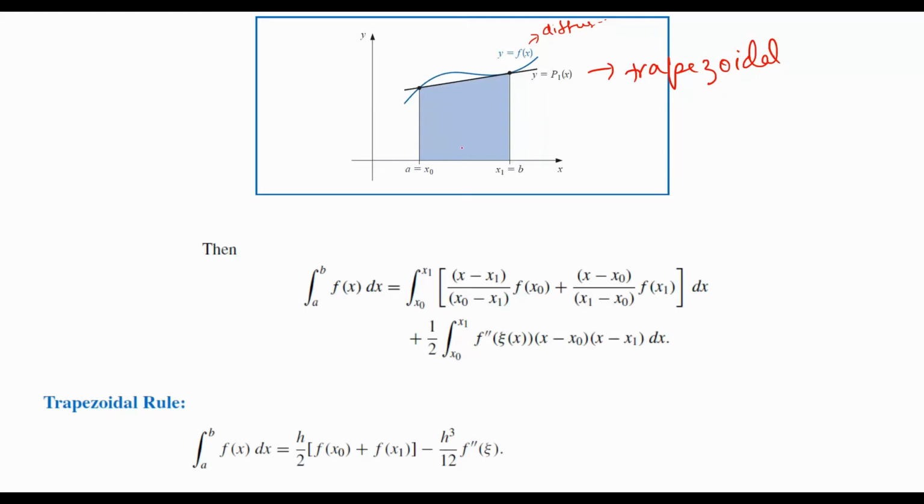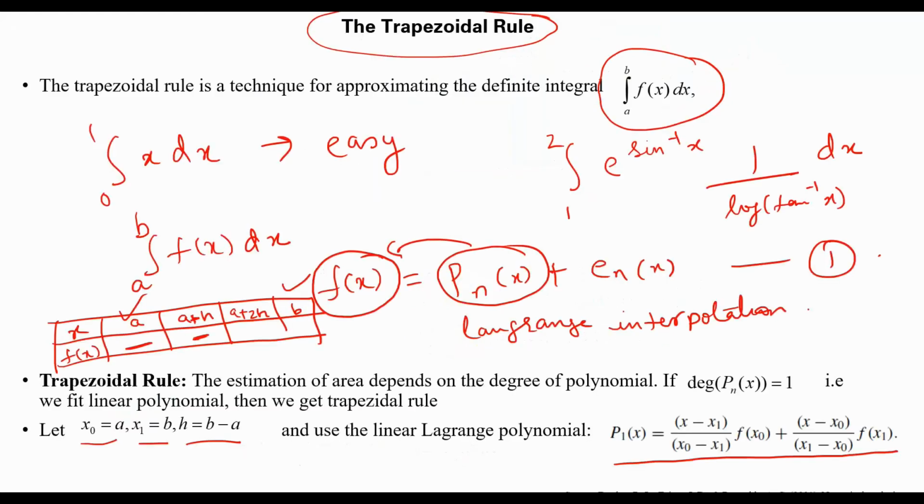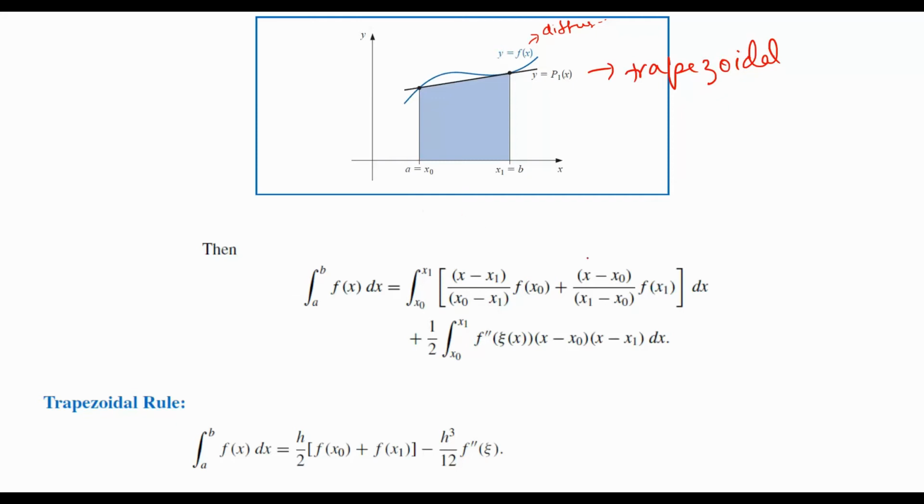So what is the value? If you put this P_n, that is your P1, the degree 1 polynomial, this is your interpolating polynomial for f(x). Now if you integrate it, obviously you are integrating a polynomial of degree 1 for the trapezoidal rule, and this is the error term. We are not going into the detail, since you know that if we find an approximation there will be an error. After you solve this, you will get the trapezoidal rule as this.